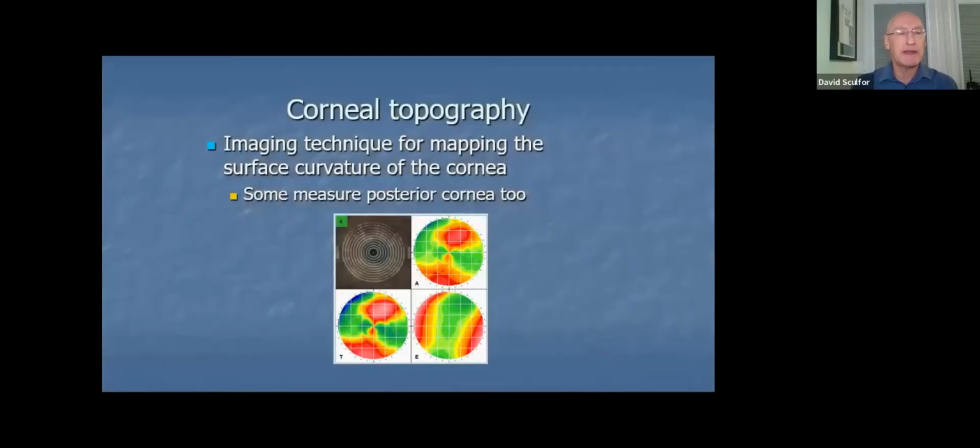So I'm going to compare that now with corneal topography. This is an imaging technique for mapping the surface of the cornea. Of course, the key advantage of some corneal topographers is that they will also give you a measurement of the posterior cornea, and that can be useful, particularly in some circumstances, which I'll come on to later. So let's just see what is topography.